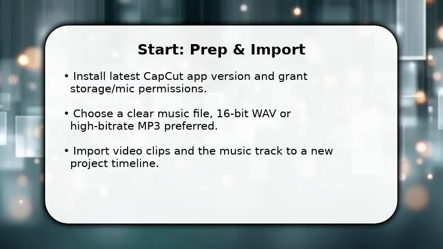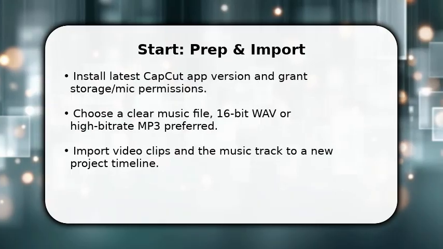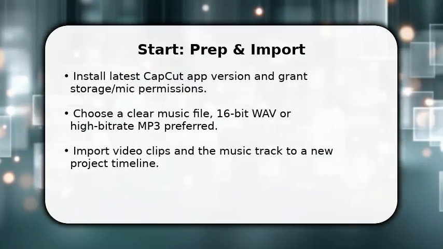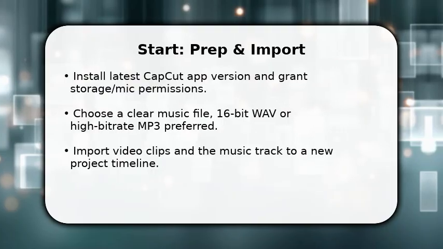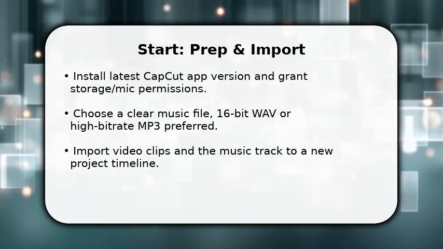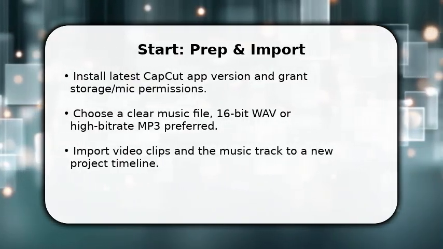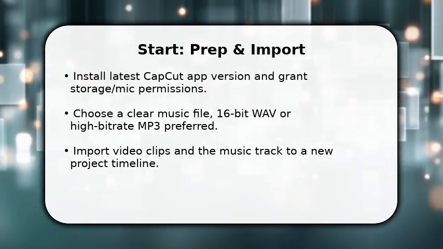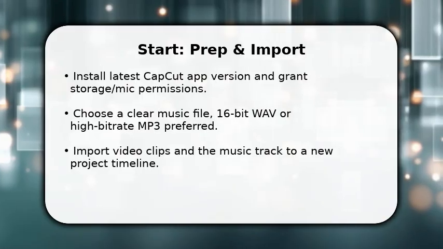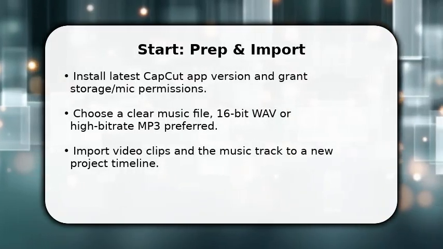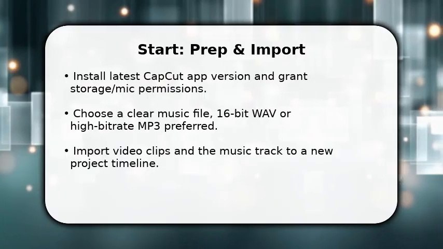You begin by preparing the assets. Open CapCut and create a new project, then import your video clips and the music track. Make sure the app has storage and microphone permissions so it can analyze audio. Choose a clean music file, high bitrate or WAV works best, because the detection algorithm needs clear transients.